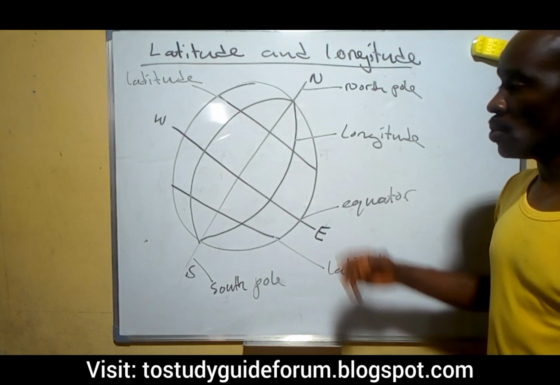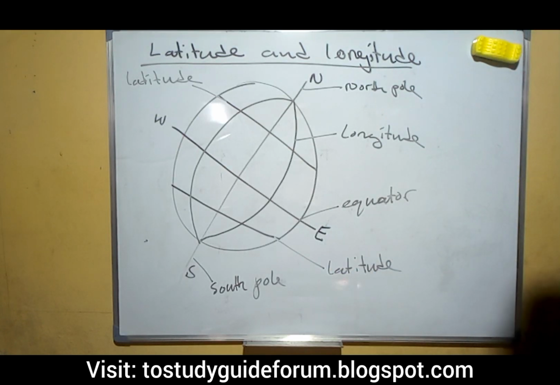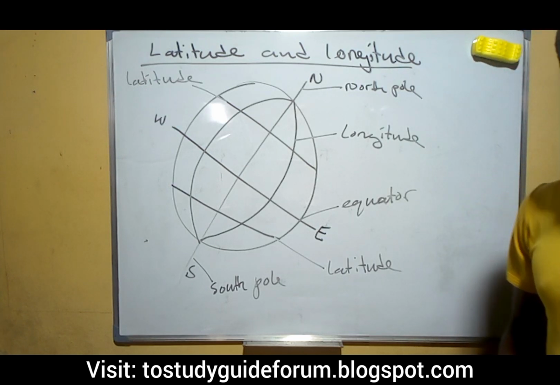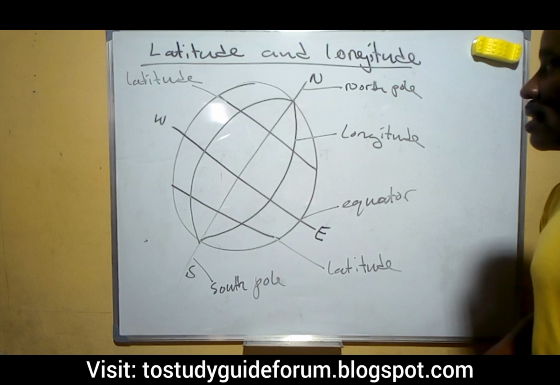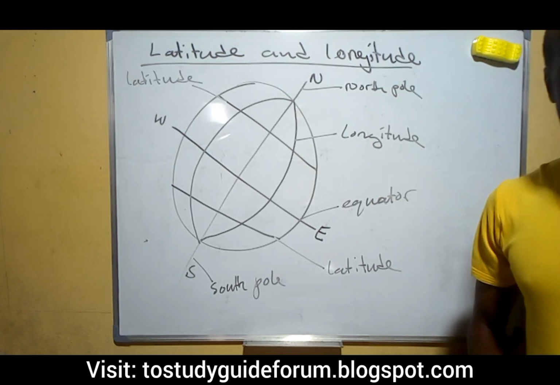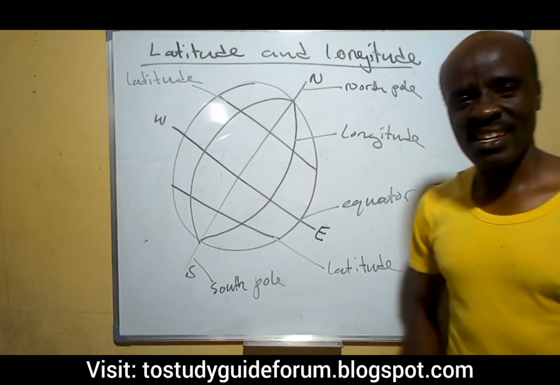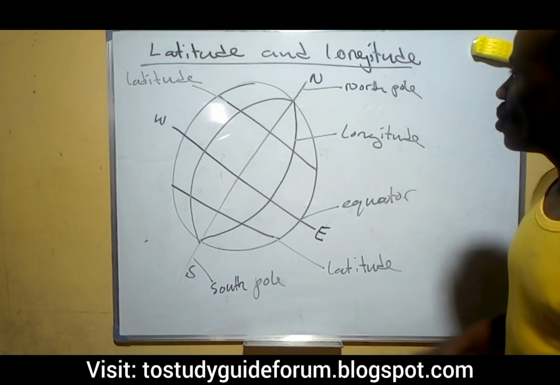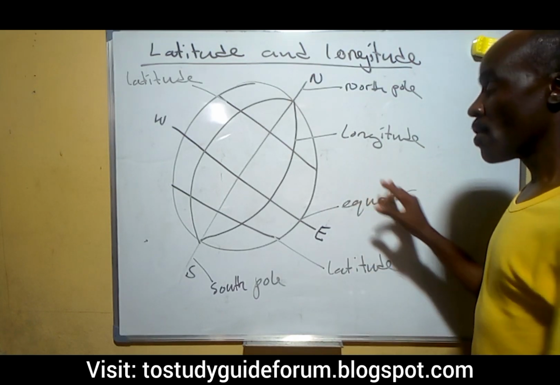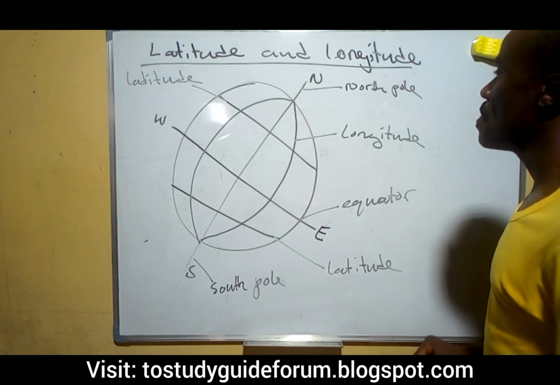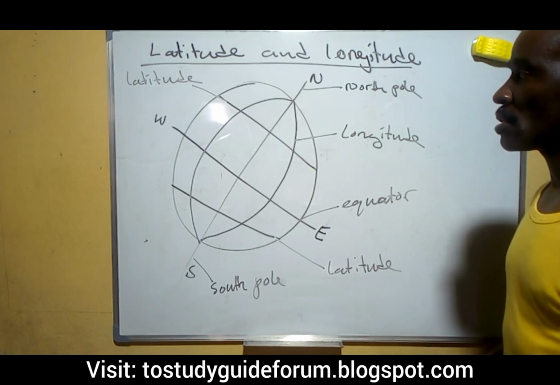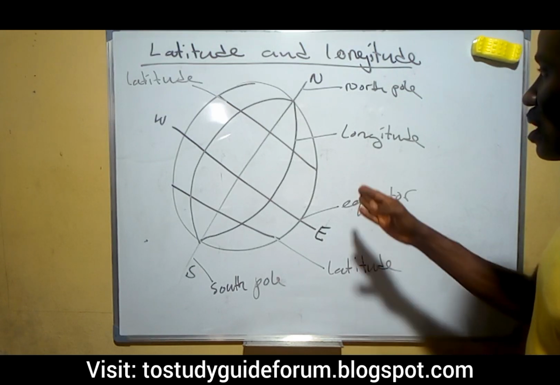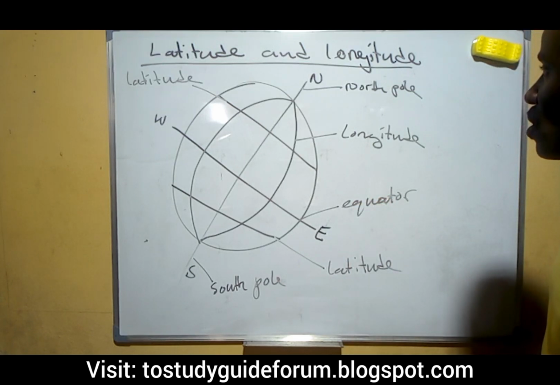Now here we're going to look at latitude and longitude. These are imaginary lines that we use to identify or locate places on Earth's surface. So in this case, we look at it on the board. We have a drawing that's trying to describe what we have, to show the imaginary features of the Earth.